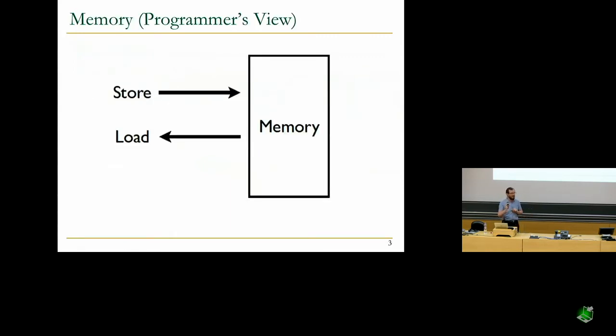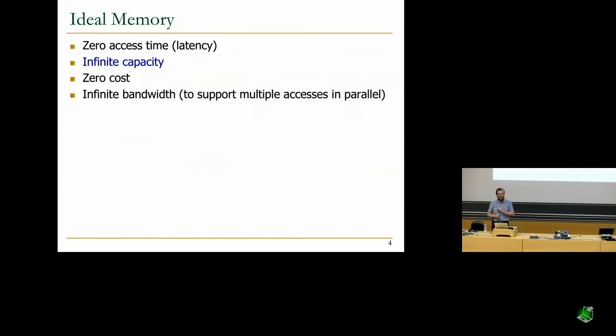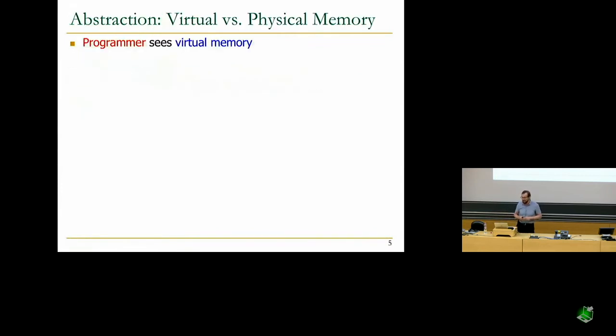As we've discussed, I've shown you the slide before, the programmer's view of memory looks like this. You do loads and stores to memory, to individual addresses. Ideal memory has infinite capacity. Clearly, we cannot have infinite capacity, so how do we give that illusion to the programmer?